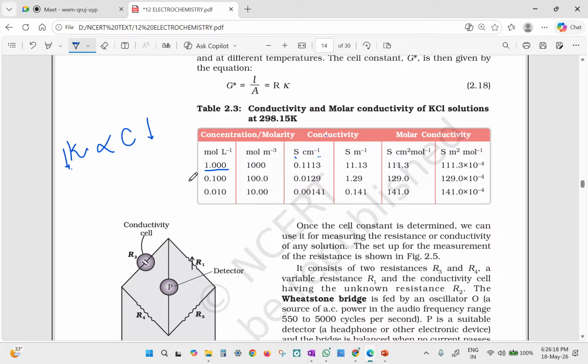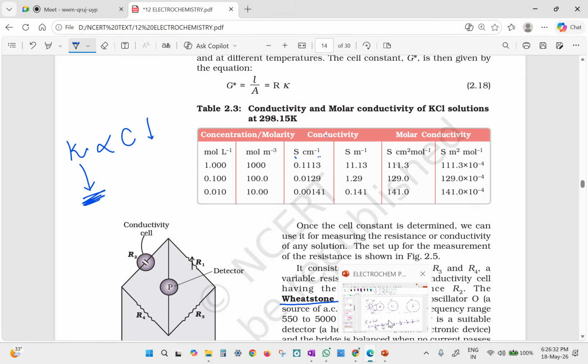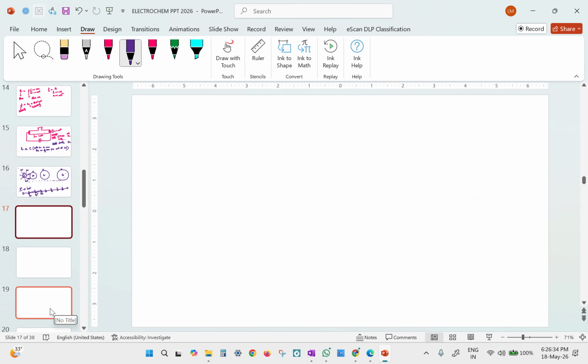Okay. Now the question is, how do you determine the conductivity? For which we have a setup which is called a Wheatstone bridge. So what is this Wheatstone bridge? Have you come across Wheatstone bridge in your physics? Yes, ma'am. What does it do? It helps to find the unknown resistance. Very good.